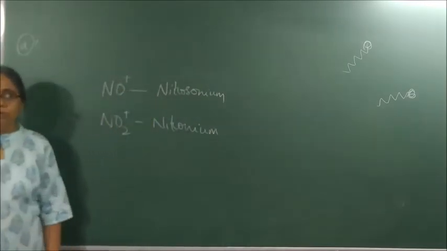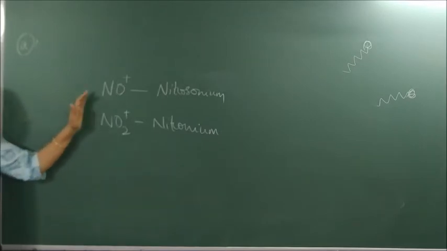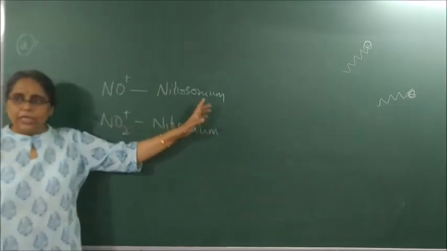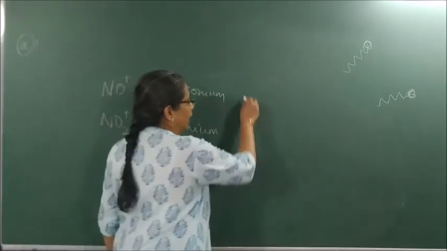Is it clear what you have written? Negative ligands end in O. Neutral ligands: water as aqua, ammonia as ammine, CO as carbonyl, and NO as nitroso. Now any positive ligand ends with what? IUM. So let us try naming one so that you get an idea.